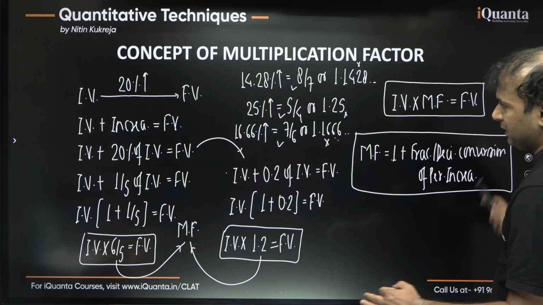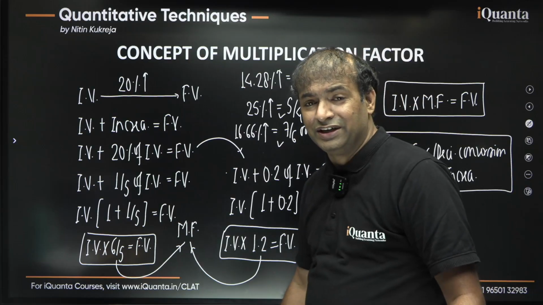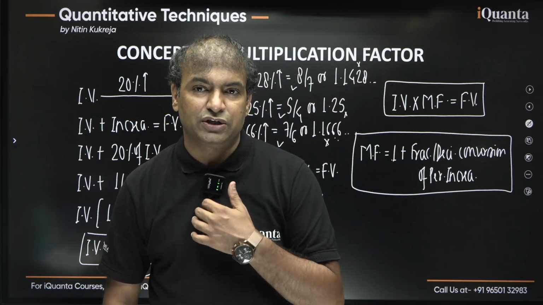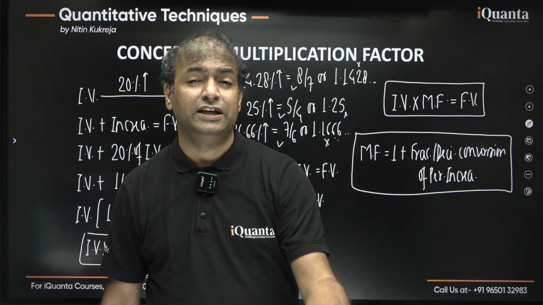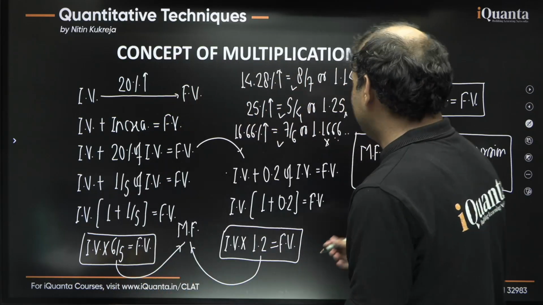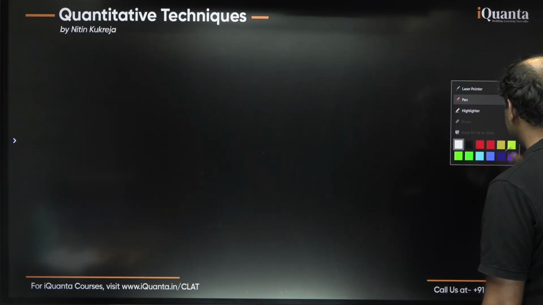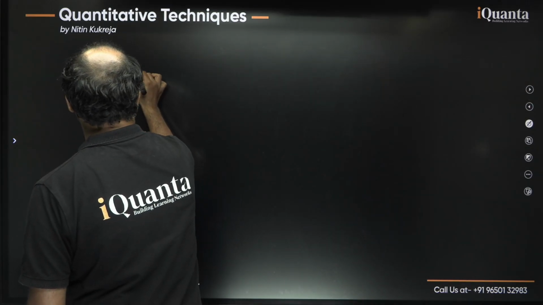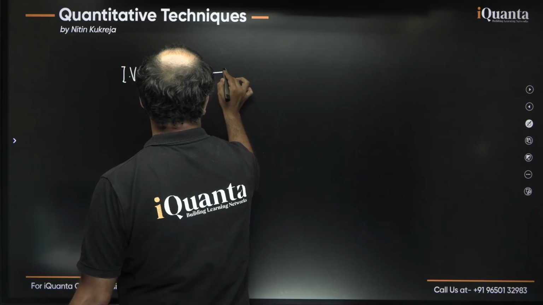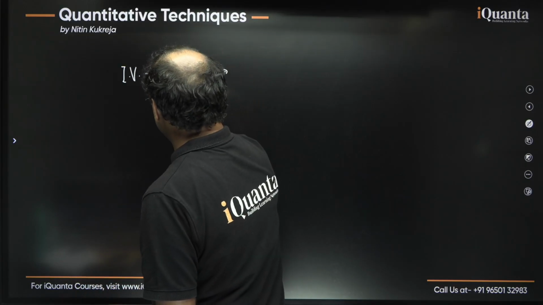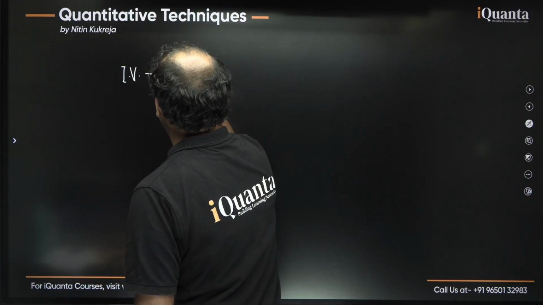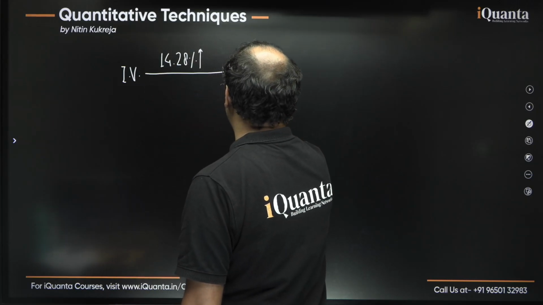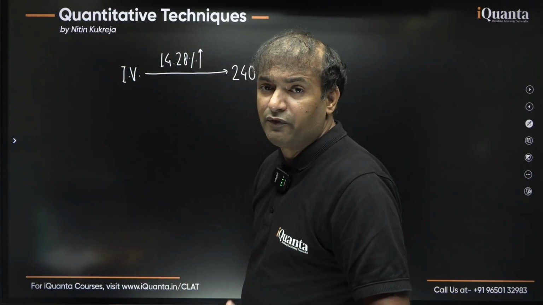See guys, this method of multiplication factor can be used in a lot of types of problems, but the best application of this will be when we have to find the initial value. So on that note, let me tell you an example. Suppose one value is given, just an initial value, we do not know its value. Let's say it is being increased by 14.28%, and it has become 240 after increasing. Now we have to find the initial value.